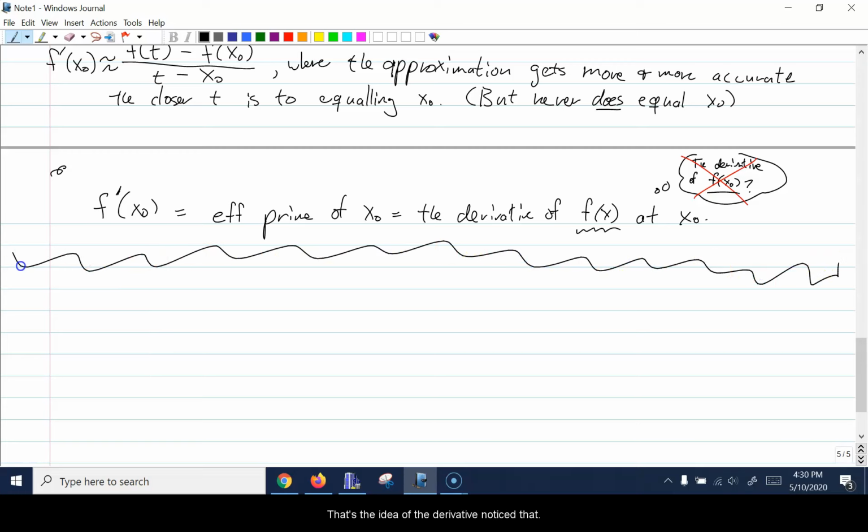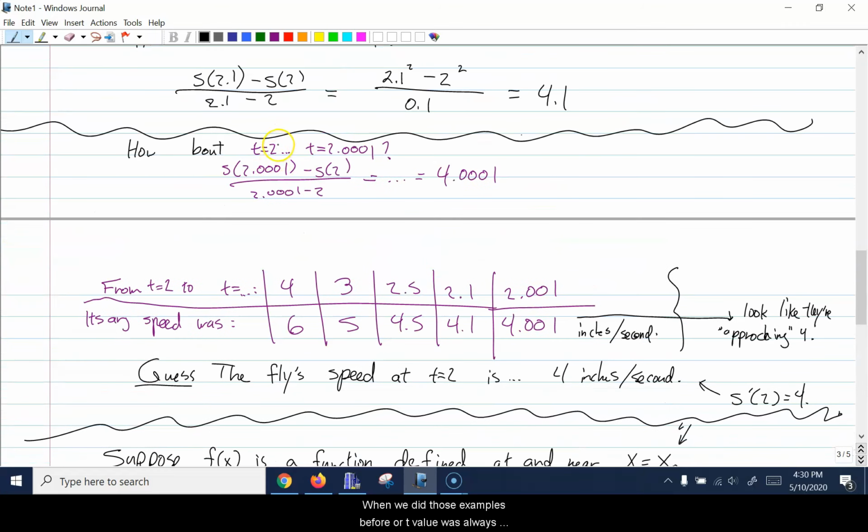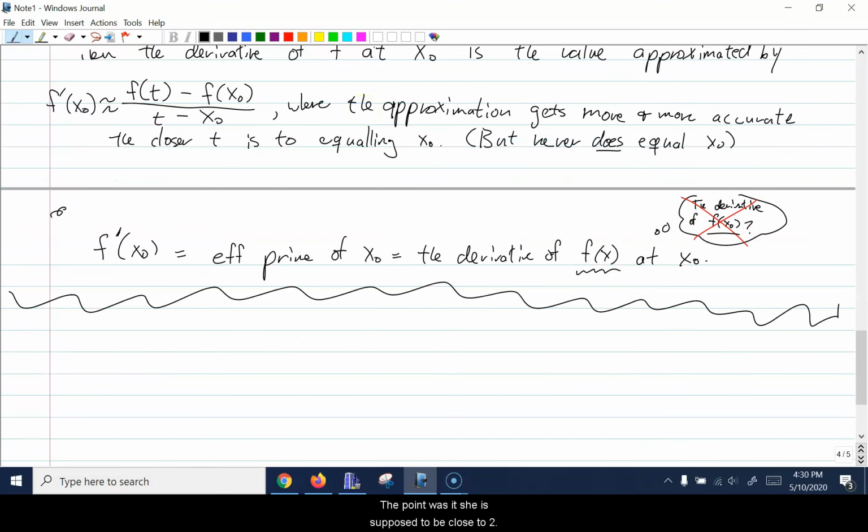So that's the idea of a derivative. Notice that when we did those examples before, our t value was always bigger than 2. It didn't have to have been bigger than 2. The point was that t is supposed to be close to 2. And you can get close from two different sides. I can ask what was going on at t equals 1.99. I can take what's f of 1.99. In our case, it wasn't f, it was s.